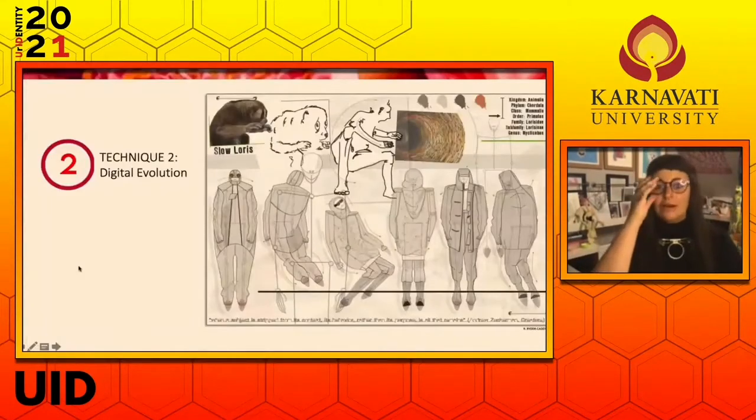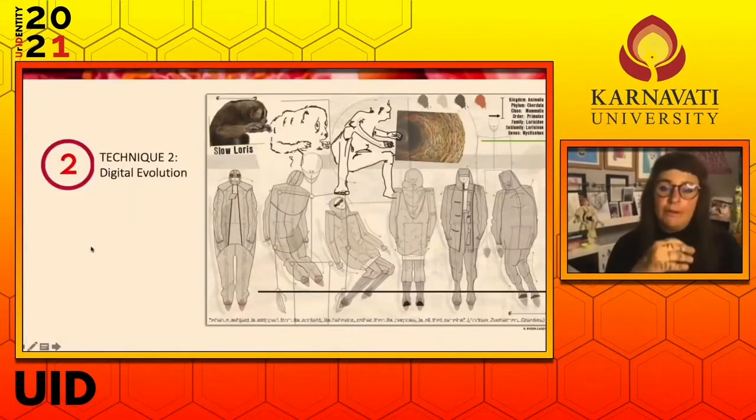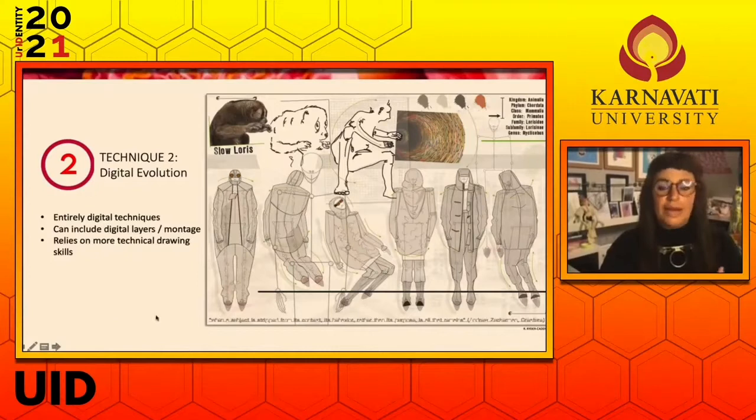So we'll look now briefly at the second technique that we talked about, which is digital evolution. And there's an example here, but this is very much more about using those digital skills that you might have, but certainly the industry expects people to have later on. And this is about using, instead of collaging layers physically, digital layers on screen to montage images together with different layers of transparency.